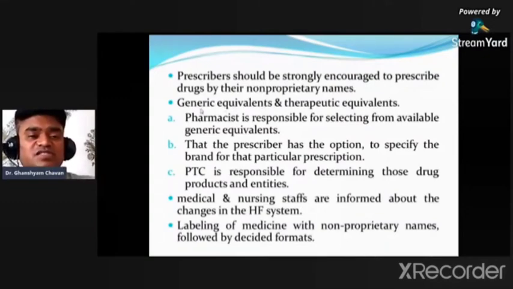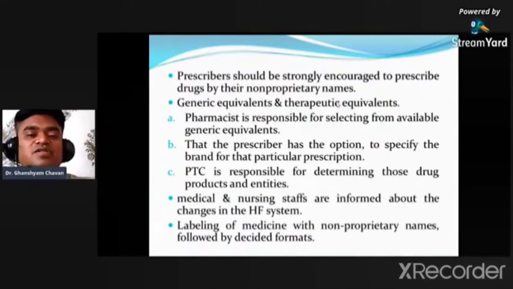Generic equivalents. Generic equivalents means drugs which have the same molecule and the same chemical name but different brand names. Since generic medical stores have opened, we should go for generic equivalent drugs.